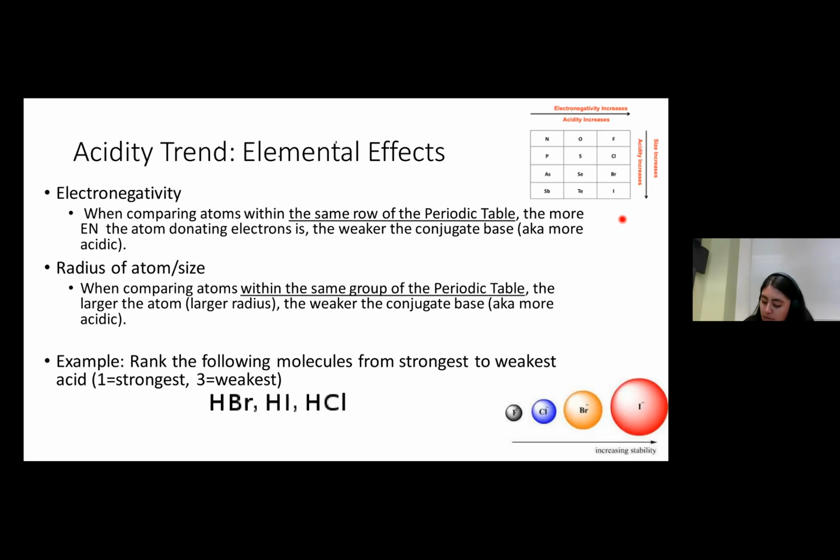Okay, so let's do an example together. Rank the following molecules from strongest to weakest acid, 1 being the strongest and 3 the weakest. So we have our acids here. What should be the first step we do in order to figure out which one is the most acidic or the weakest acid? What is the first step we do?